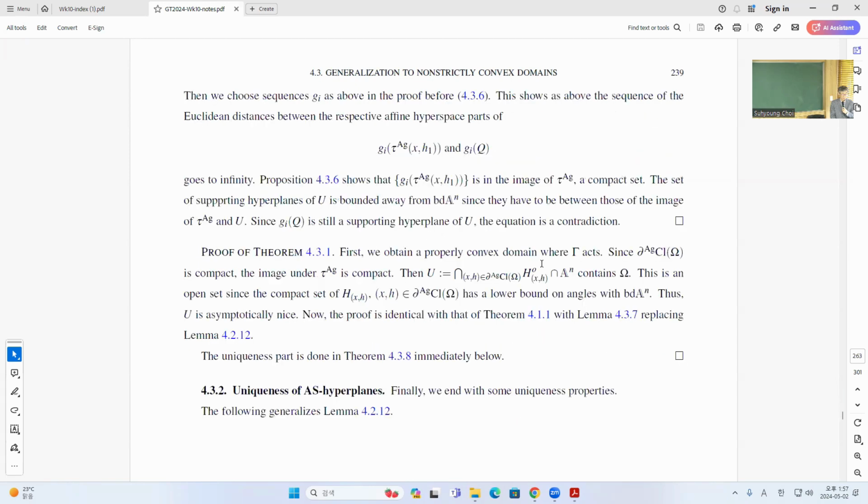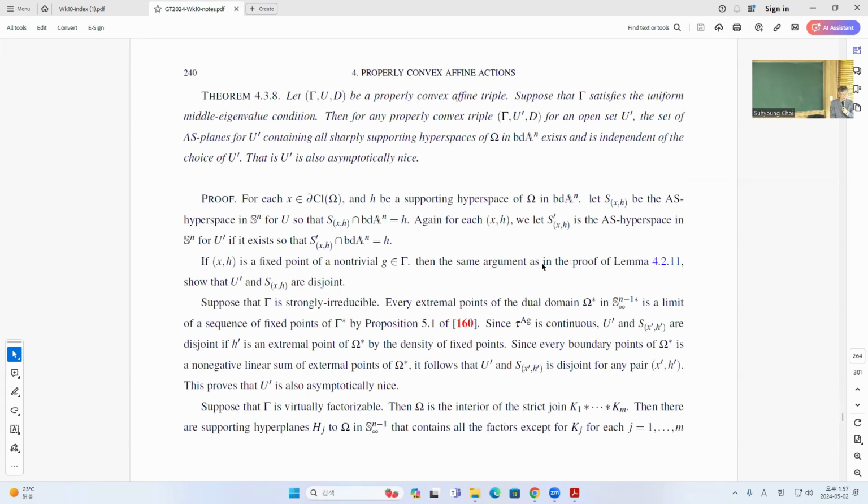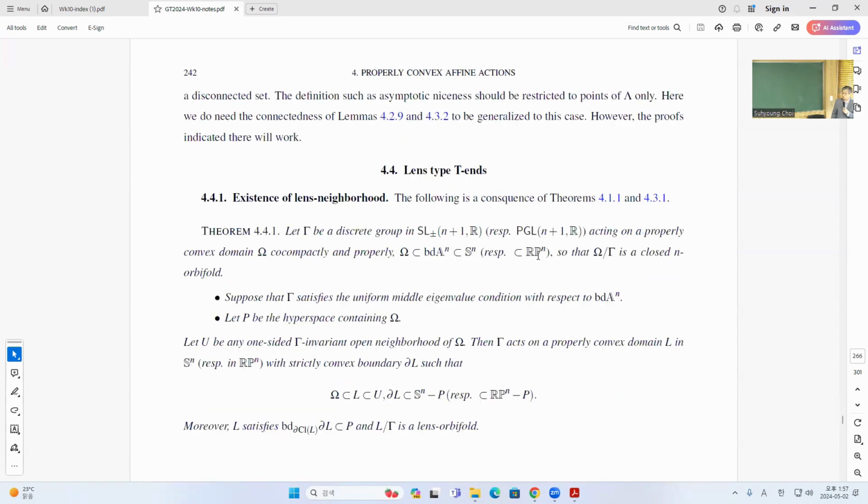So the arguments are very similar, and then you obtain these. Once you have that, we get what you call the lens condition. So we have some omega like this, and if it satisfies the uniform eigenvalue condition, then you can find a properly convex domain omega with strictly convex boundary. These are actually smooth boundary, and these give you the lens orbifold.